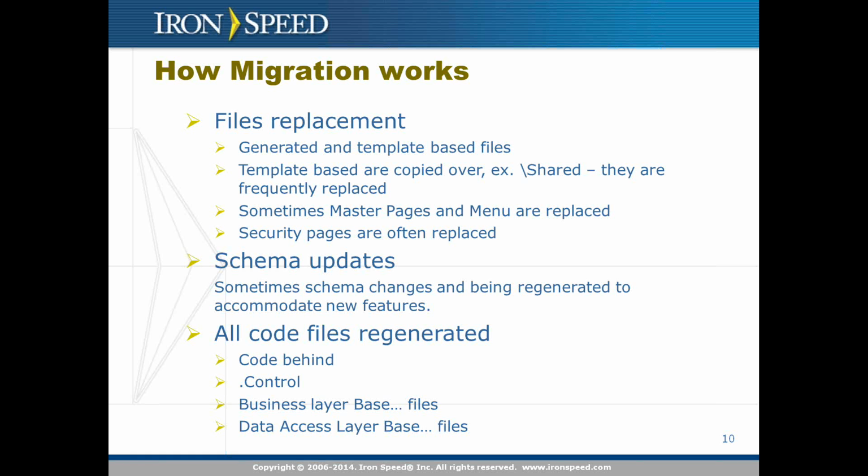During migration, we replace certain files. We need to understand that there are two kinds of files: generated files and template-based files. All the control and code-behind files, or business or data access layer files, which do not have a base prefix before them, are generated. You can see this at the bottom of this slide. By generated, I mean that we use an XML schema, which again you should never touch manually, and we generate VB or C# files or ASPX files.